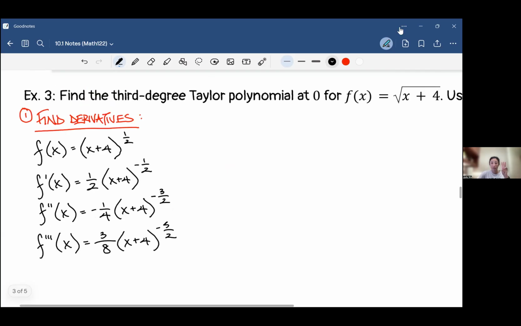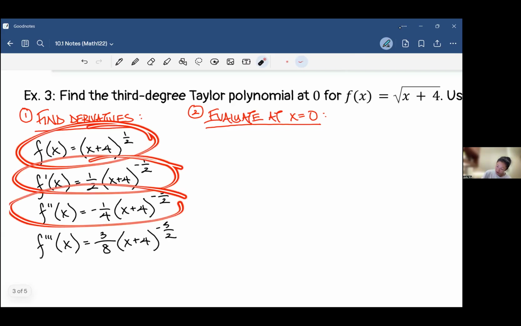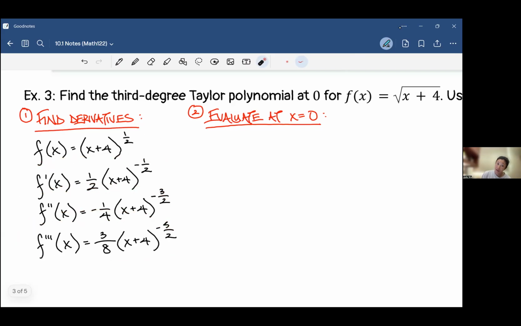I know I needed to find up to the third derivative because it says third degree polynomial. So if I asked you for the fifth degree polynomial, we would have to go to 5 derivatives. Okay, now once we find these derivatives, we're going to go ahead and evaluate at x equals 0. So in other words, for each of these 4, everywhere I see an x, I'm going to put a 0.